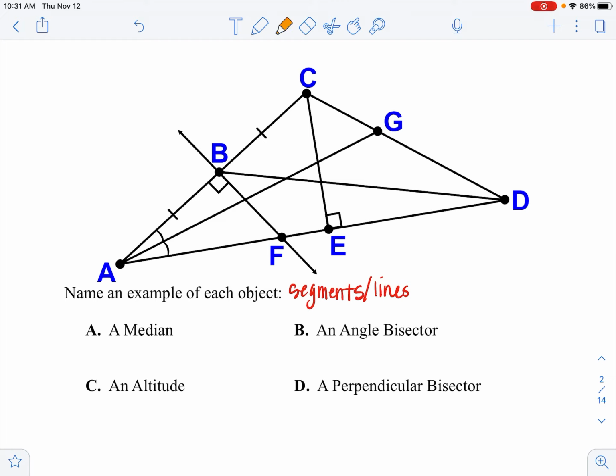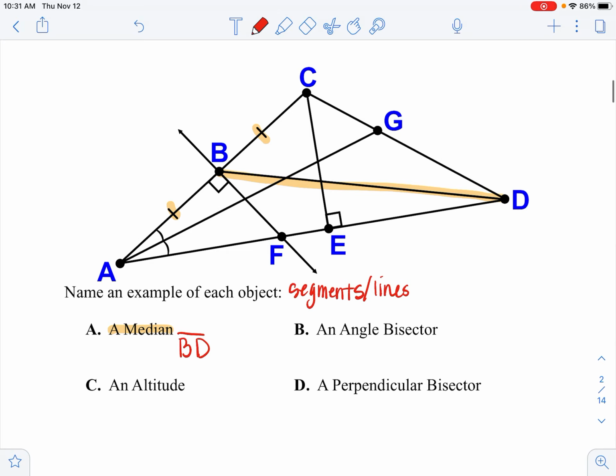Okay, let's look at the first one here. It's a median. So remember what a median gives us? It gives us two congruent segments, and it comes from a vertex. So I could start in each corner and say, all right, I'm going to come from this vertex at the opposite side. Do I get two congruent segments? No, it's not marked that way. I could do it that way, or I can just look for the segment that does that. So if you look, it comes from a vertex, hits the opposite side, gives me two congruent segments. So that is my median. So my median is BD, or DB is fine also.